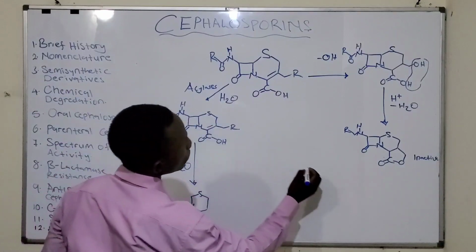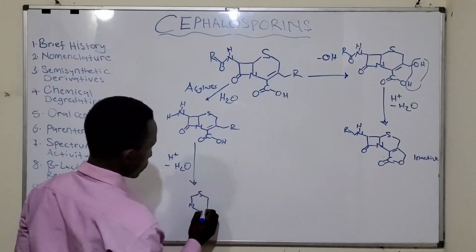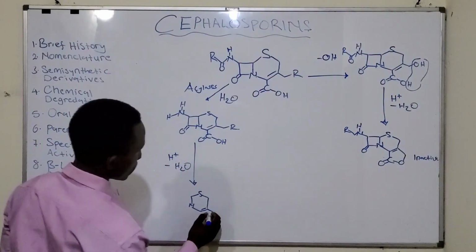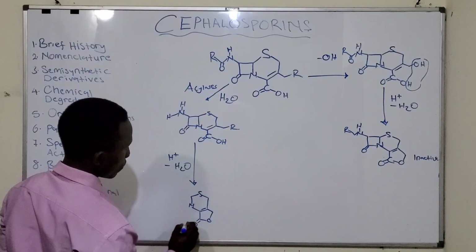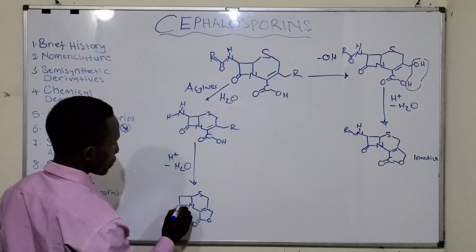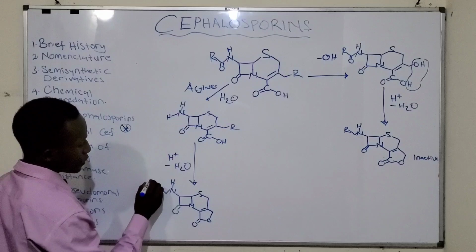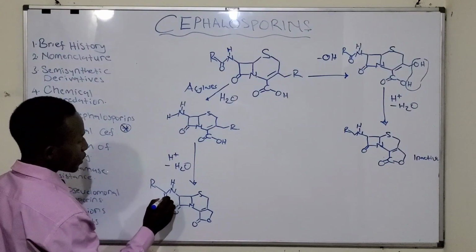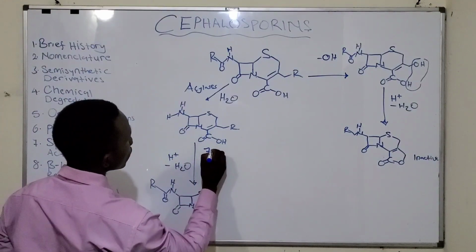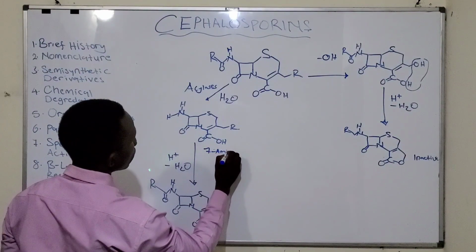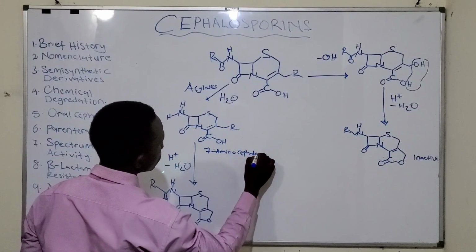So there is a double bond. Even here, it's there. Meaning here we shall form a lactone ring. So after forming this compound, meaning that the cephalosporin is inactivated. So this compound is inactive. This one is 7-amino cephalosporanic acid.